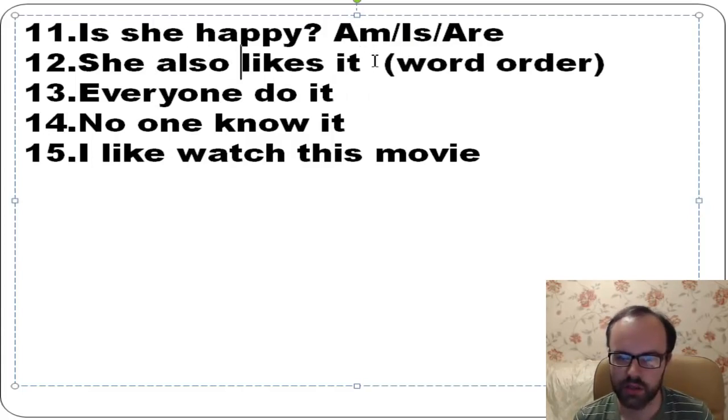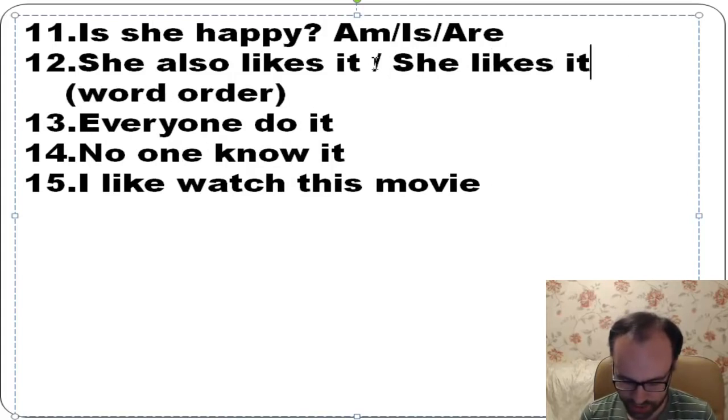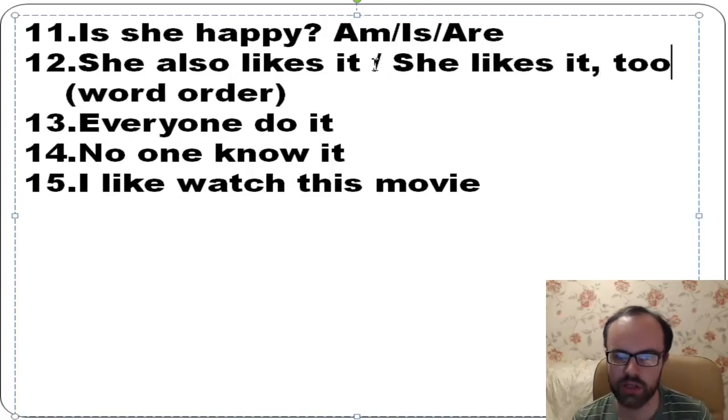She also likes it. Or you can say she likes it too. Two variants. Next, everyone does it. Okay? Or not okay? So everyone means he, she, it. Please remember everyone, no one, somebody, nobody. It means he, she, it. So if it's he, she, it, we need to add s. So everyone does it.